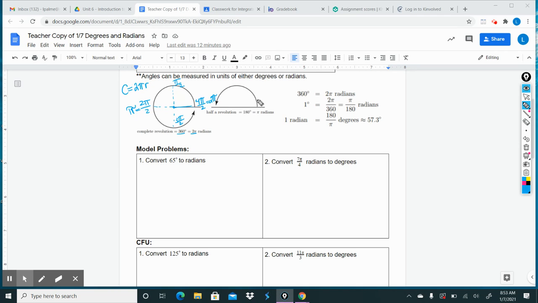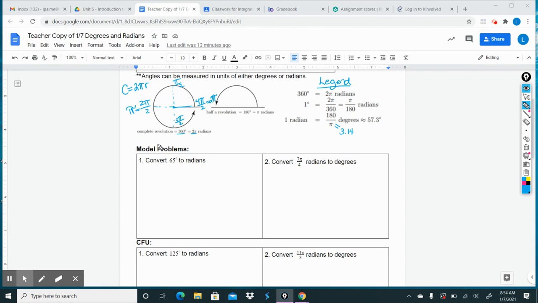Okay, I also have a picture here for you as a visual of a half revolution, which is 180 degrees, which is also pi radians. Here's a little legend with everything written out. 360 degrees is 2 pi radians. 1 degree is 2 pi over 360, which simplifies to pi over 180 radians. And also 1 radian is 180 degrees divided by pi. This is approximately 57.3 degrees when divided by pi, which is 3.14. We remember that from way back when we were talking about unit circles.